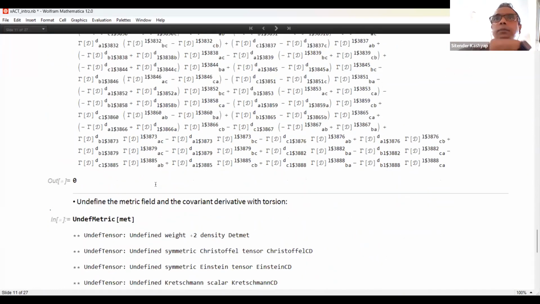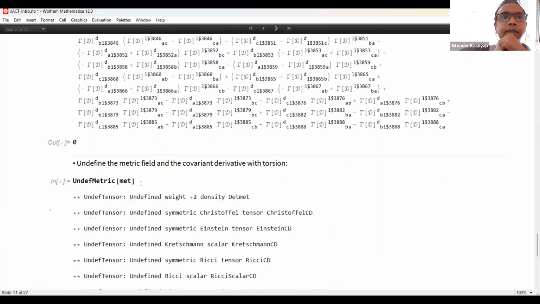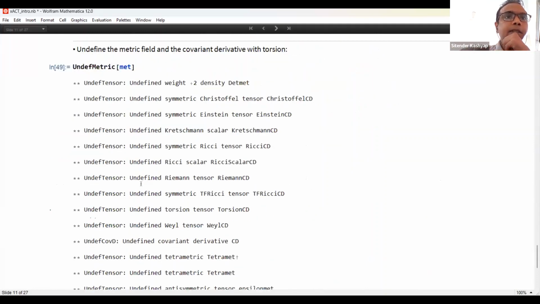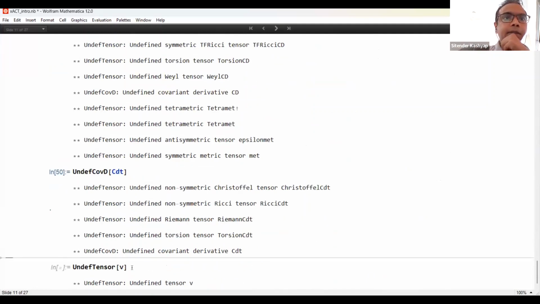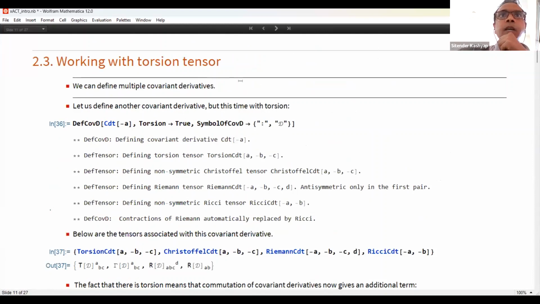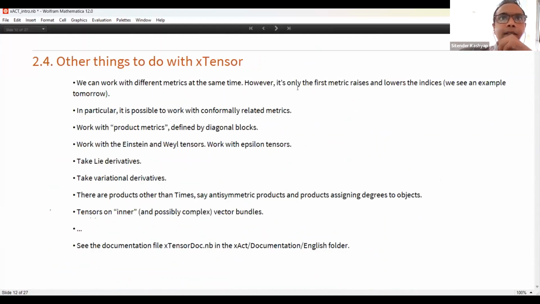Yeah. So now for the further session, let's define some of the things. Undefine metric, undefine UDT, undefine tensor. I think everything is done. And let's move on. Other things that xTensor can do. So we can work with different metrics at the same time, but only the metric that we define for the first time will raise or lower indices. We'll see an example to work.